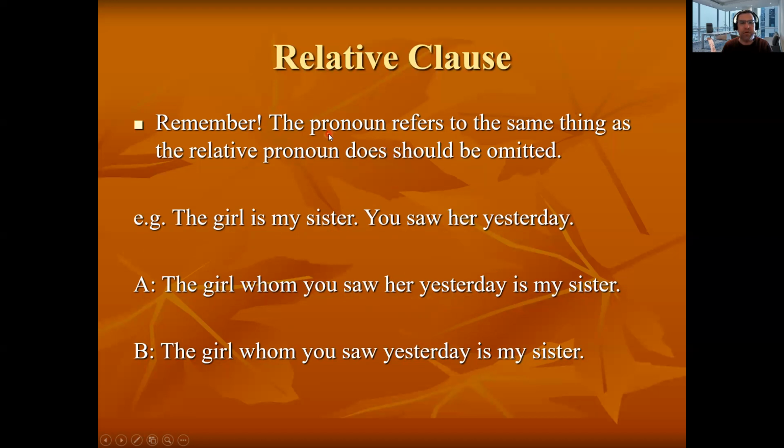So basically, if the pronoun refers to the same thing as the relative pronoun, then you take it out. So A is just the girl whom you saw her yesterday is my sister. The word her should not be here. So the answer should be the girl whom you saw yesterday is my sister, and I take out the word her. When you combine two sentences using relative clauses and relative pronouns, make sure that you do not have any words that do not need to be there.